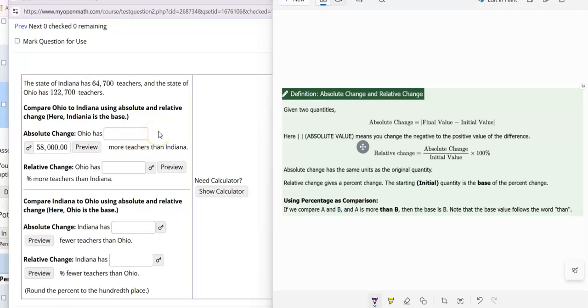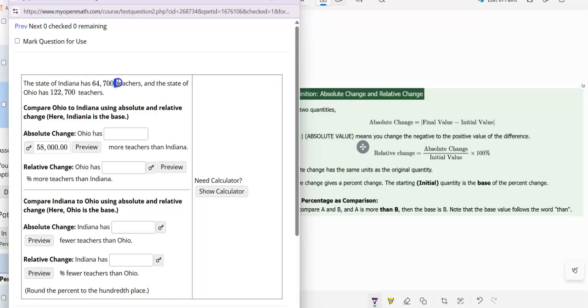Hello. In this question, we compare two values, comparing two numbers. Let's read the question. Indiana has 64,700 teachers, and Ohio has 122,700 teachers. The question asks you to compare Ohio to Indiana using absolute and relative changes. And next, Indiana to Ohio. You find the absolute changes and relative changes.